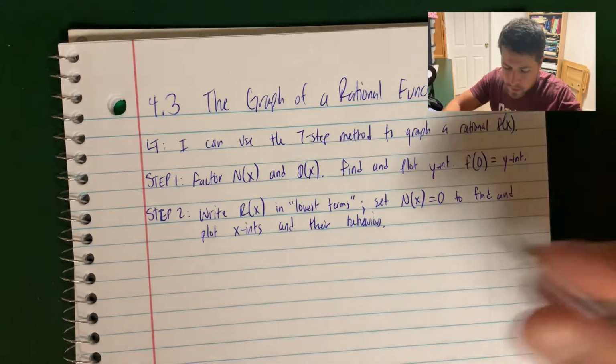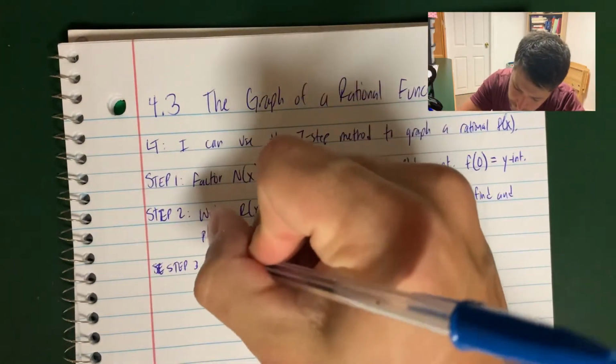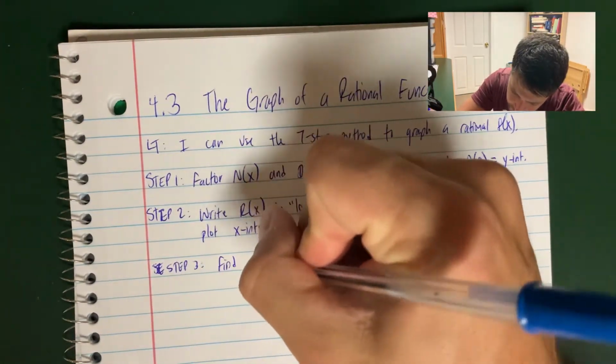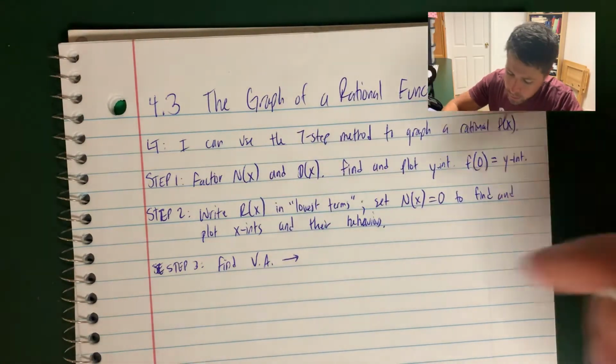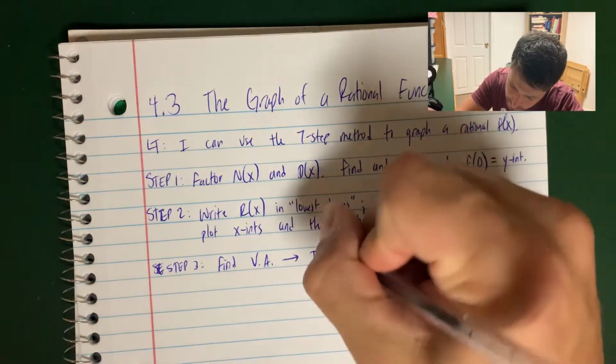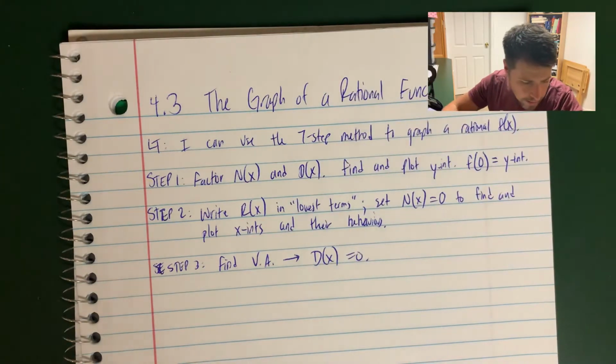above and below the x-axis, and so on. Step 3, we are going to find the vertical asymptotes, and what you remember from section 4-2, in order to find the vertical asymptotes, we set the denominator equal to 0. Done that lots of times.